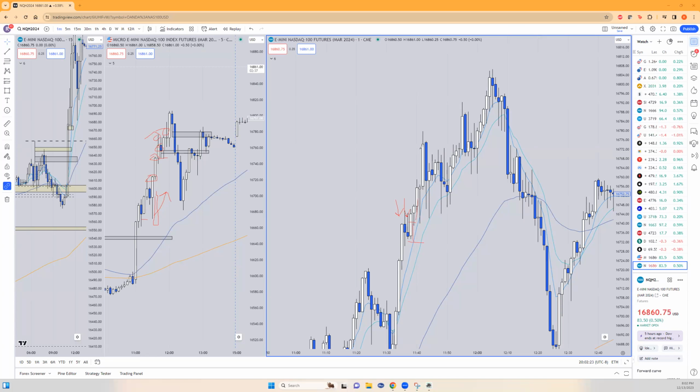But this initial push up is a big push up. So if I were to look at the risk to reward on this, this is probably 1 to 4, 1 to 5 trade right here.